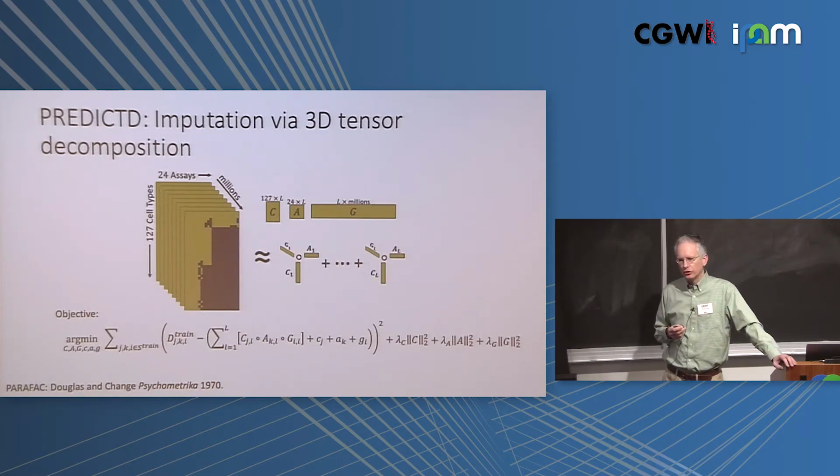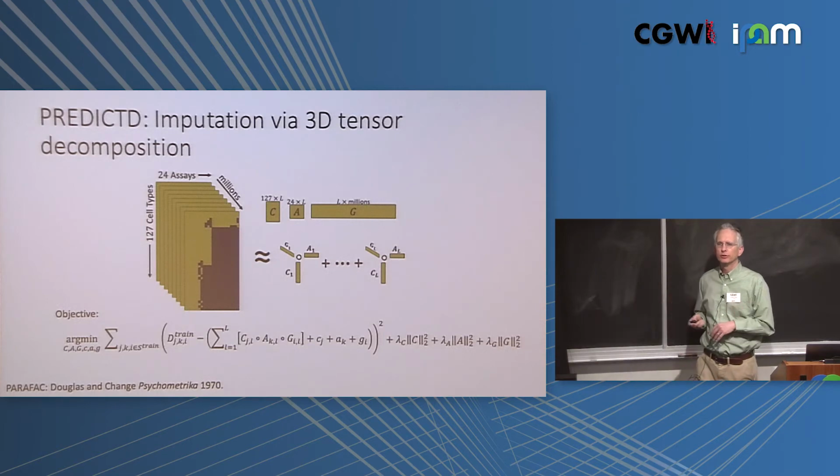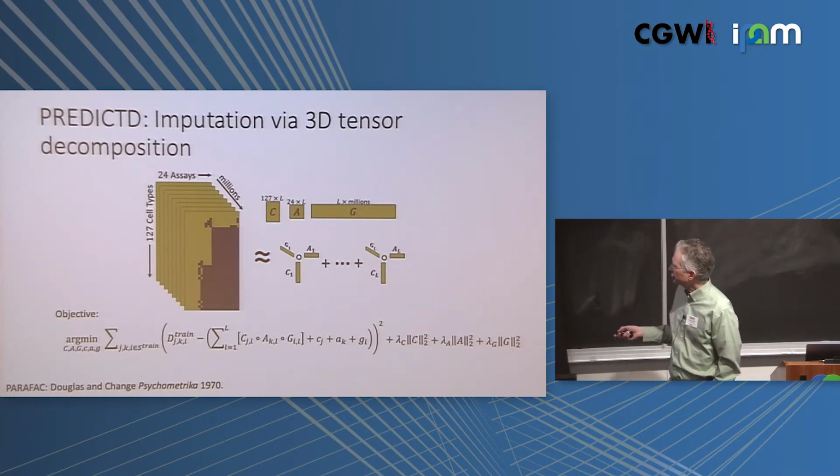So this generalization to 3D is also not novel. It's been done before. There were actually two groups. This is one of them that did it at the same time back in 1970. It's called PARAFAC, and it's essentially just exactly what you'd expect, where you generalize this from a 2D to a 3D setting. One thing that we added in here, so let me just show you this.